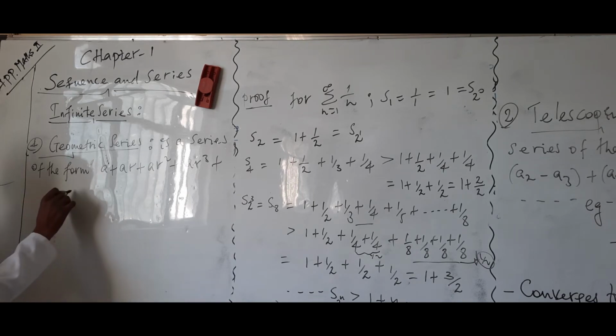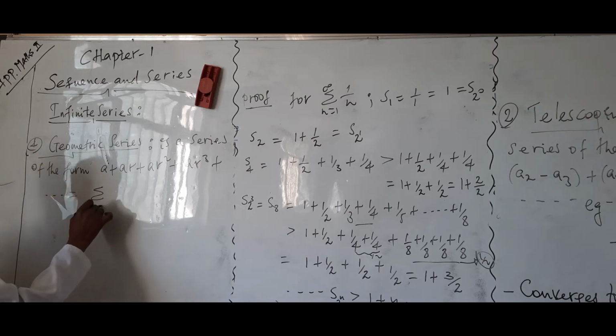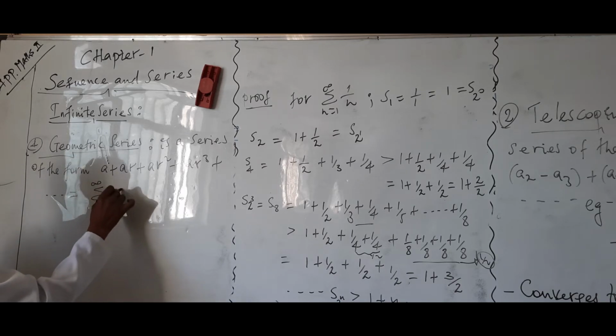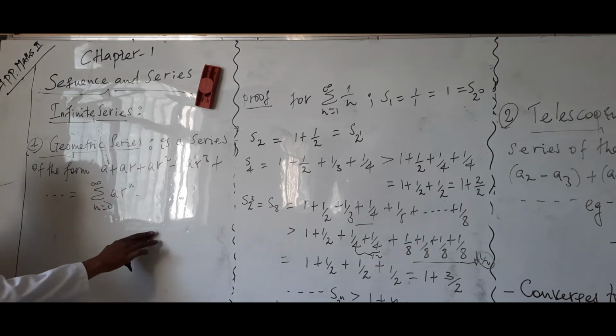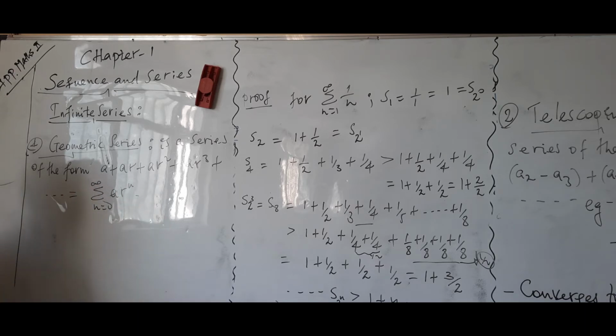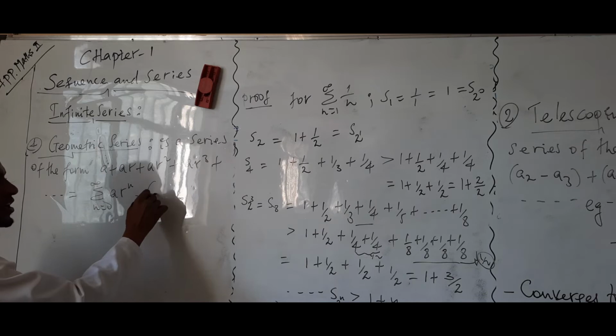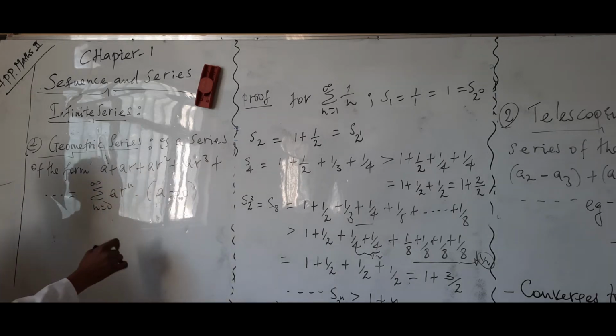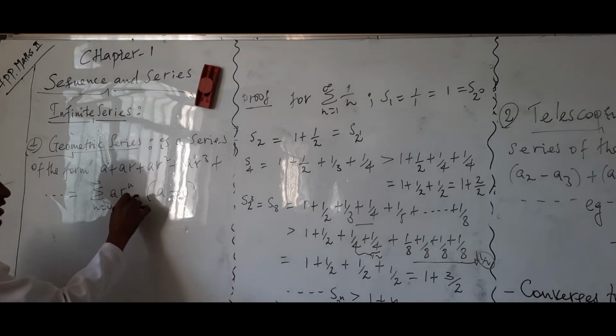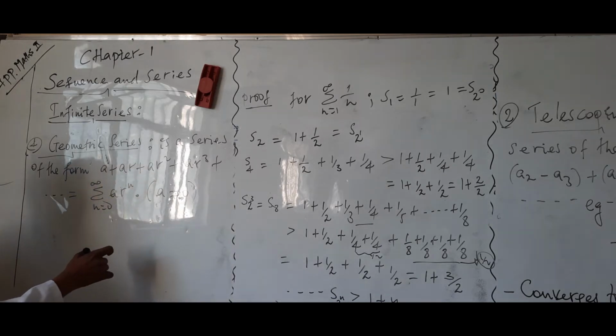That can be written as the sum from n equals 0 to infinity of a times r to the power of n. It is a series of this form, and it's called a geometric series. Here, the number a is different from 0.